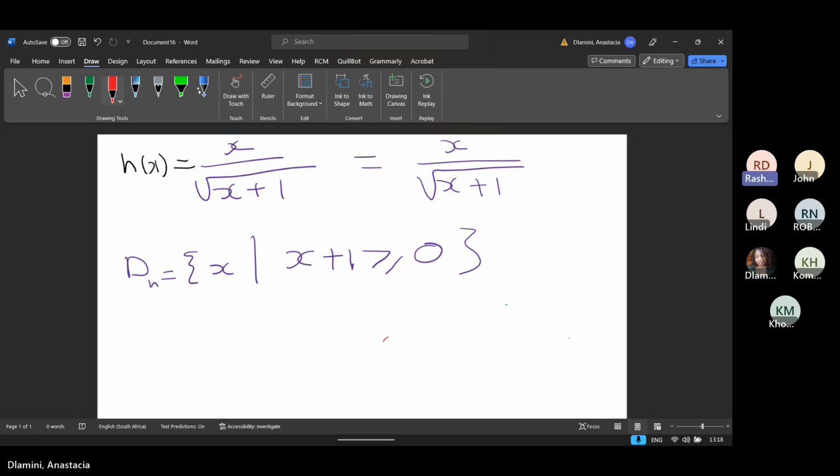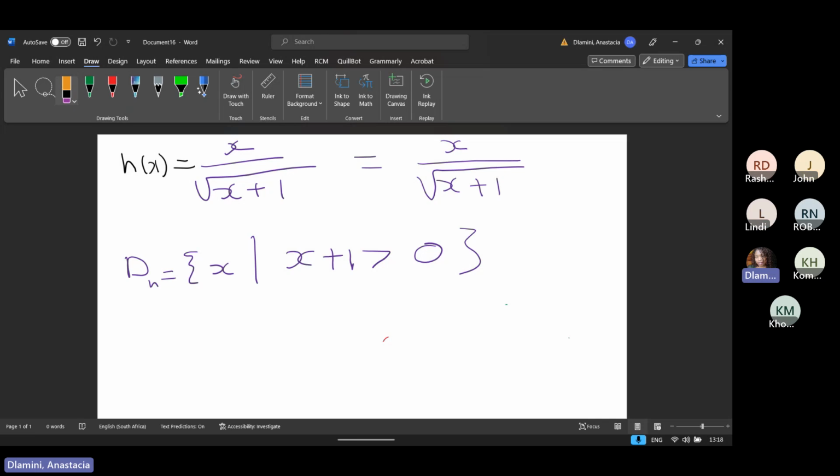X plus 1 greater than 0. You only focused on the square root, but you didn't focus that the square root is a denominator, so it cannot be equal to 0. Do you see that? Oh, yes. You were right. Anything under the square root should be greater than or equal to 0. But now our square root is a denominator, so it cannot be equal to 0. Therefore, this part is not allowed.